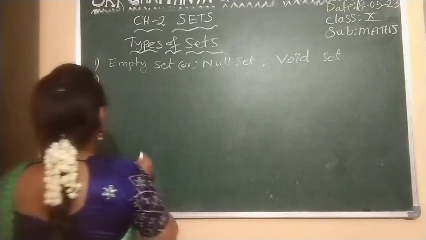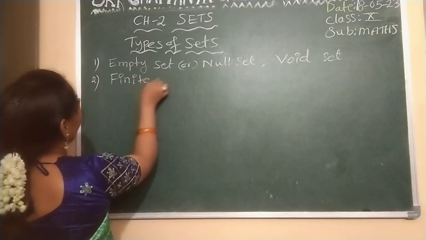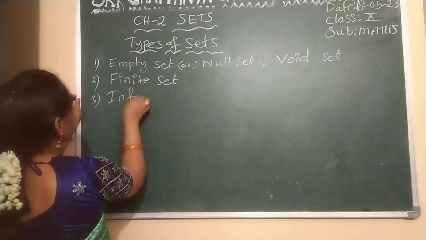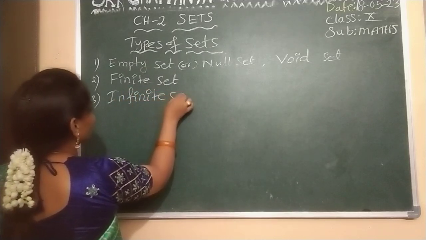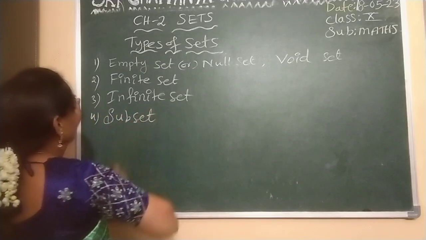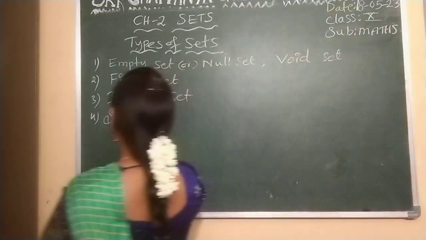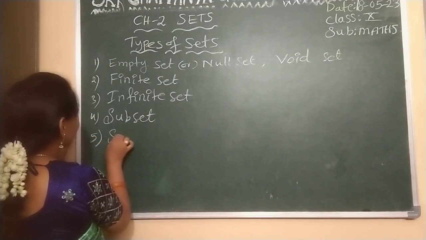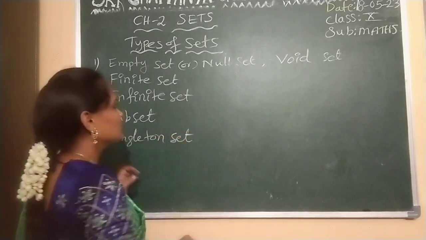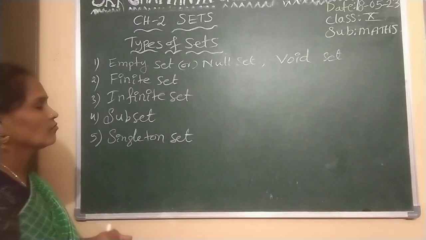Next is finite set, infinite set, subset. These are the few types of sets. One more set, singleton set also there. So these are the types of sets. Now let me explain one by one.